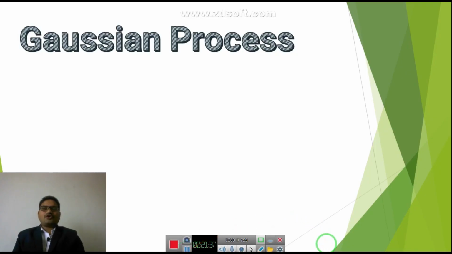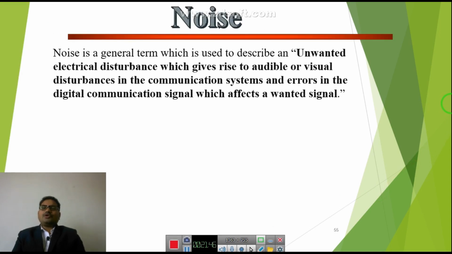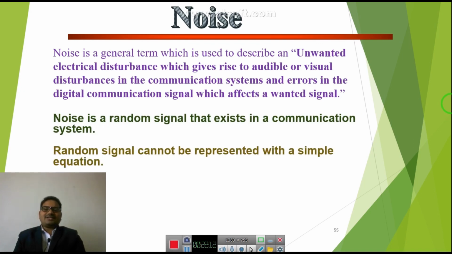So after studying Gaussian process, let's move to the next topic of today's lecture, that is noise. Noise, in general, is a term used to describe an unwanted electrical disturbance which gives rise to audible or visual disturbances in the communication system and errors in the digital communication signal. What does it affect? The wanted signal. So the unwanted signal disturbs the wanted signal. Noise is a random signal that exists in a communication system, and since it is a random signal, we cannot represent it with a simple mathematical equation.